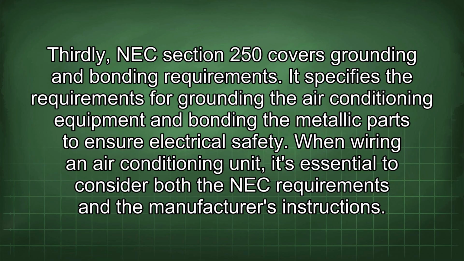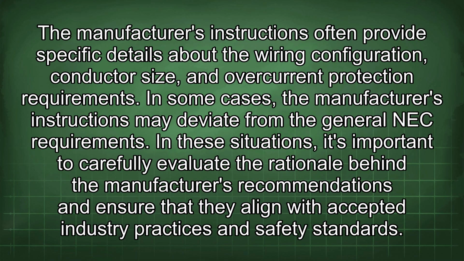When wiring an air conditioning unit, it's essential to consider both the NEC requirements and the manufacturer's instructions. The manufacturer's instructions often provide specific details about the wiring configuration, conductor size, and overcurrent protection requirements. In some cases, the manufacturer's instructions may deviate from the general NEC requirements. In these situations, it's important to carefully evaluate the rationale behind the manufacturer's recommendations and ensure that they align with accepted industry practices and safety standards.